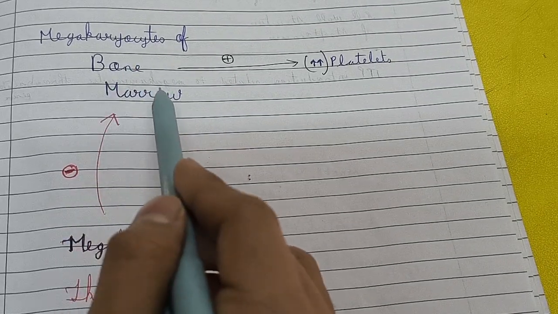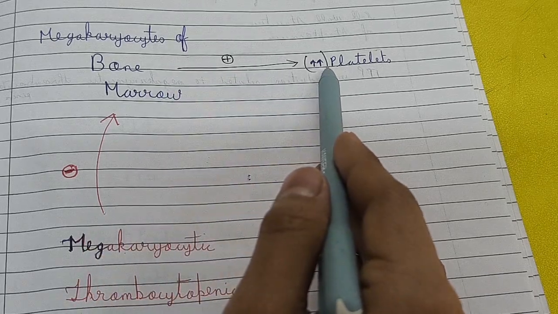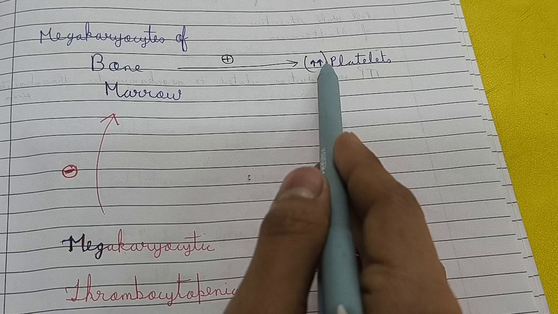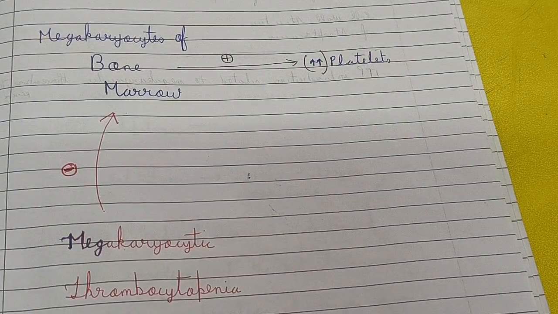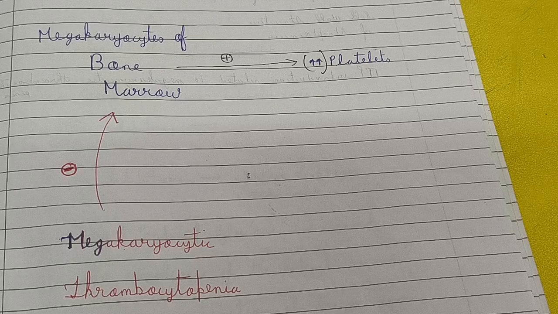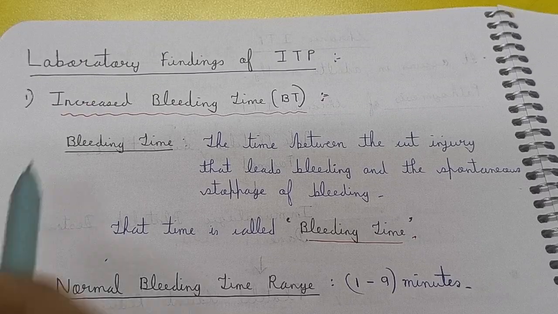Due to that negative regulatory signal, the megakaryocytes of the bone marrow increase platelet production, and due to this the number of megakaryocytes also increases in the bone marrow. Why? Because only when the number of megakaryocytes in the bone marrow increases will the number of platelets be increased. So this is the reason. See what I have written.